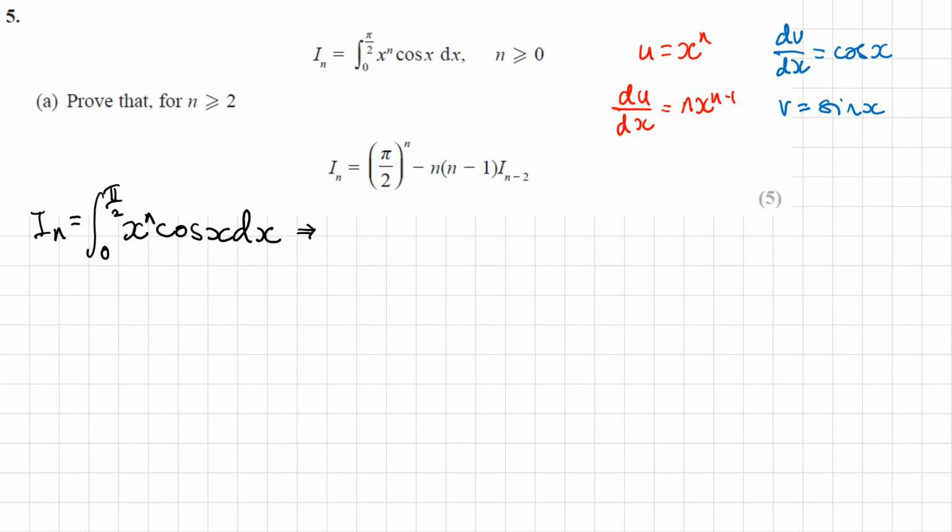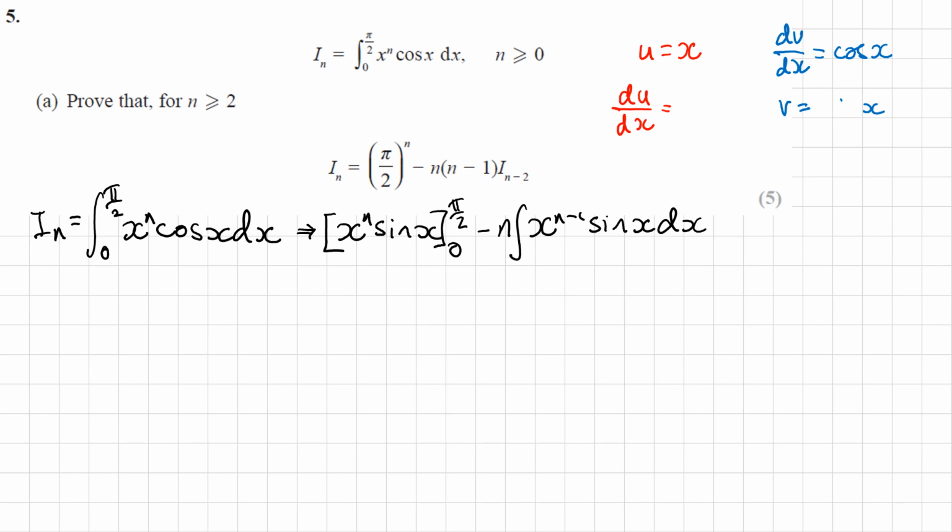So uv, so that'd be x to the power n sine x between the limits 0 and pi over 2, minus the integral of v du dx. Now there's an n here, a constant, so let's put that on the other side of the integration sign, leaving x to the power n minus 1 sine x dx. Now we're going to do integration by parts again on this part here. So I will just change these bits.